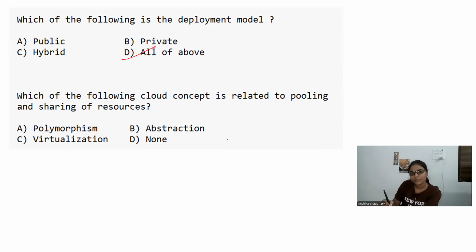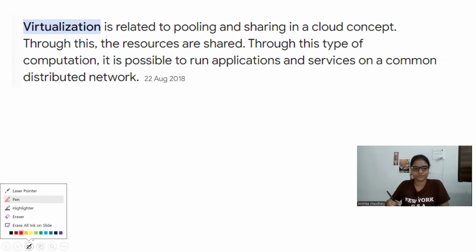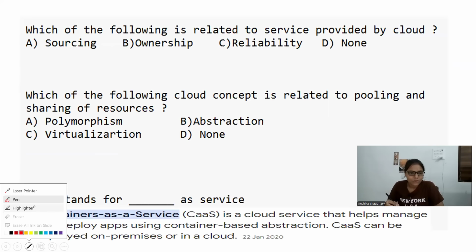Which of the following cloud concepts is related to the pooling and sharing of resources? Virtualization. This question is repeated quite often. Let's move on to the next. You can have a look. The next is: cloud computing is a stateless system and is necessarily unidirectional in nature. The next is: which of the following is best for service models? SaaS, PaaS, IaaS, or all of the above? All of these are good enough for their own work. Have a look at the next question.